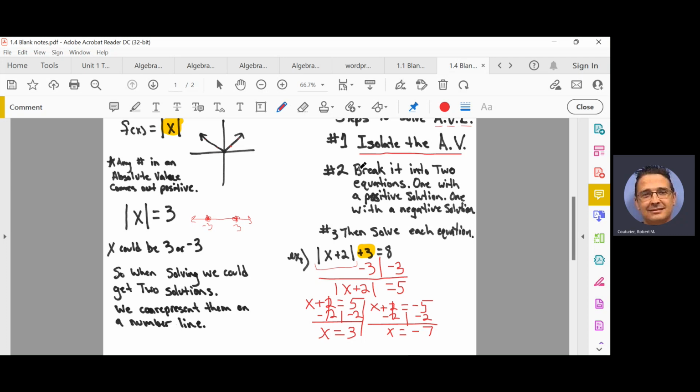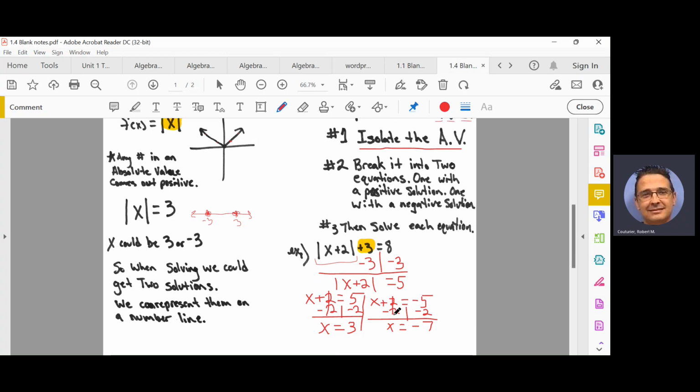Think about this. We can actually test this work. If I take this 3 and I plug it in, right? 3 plus 2 is 5. Absolute value of +5 is +5. Add 3 to it, you get 8. You could also do the negative, right? -7 plus 2 is -5. Absolute value of -5 is +5. Add 3 to it, we get 8. So we know that both of those answers work.